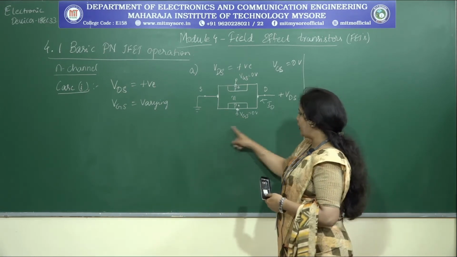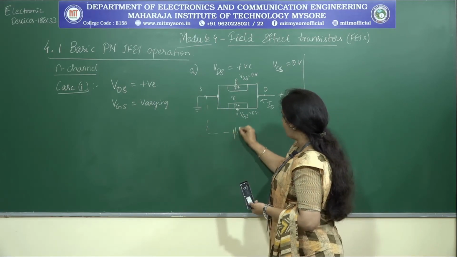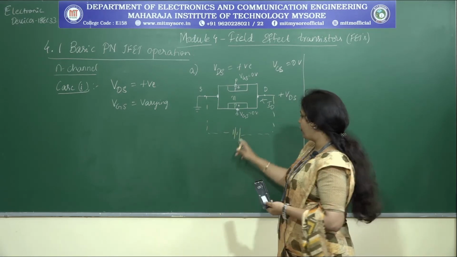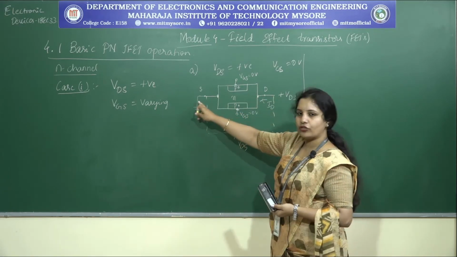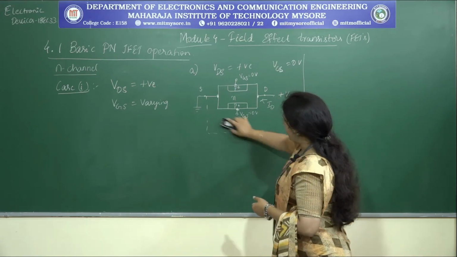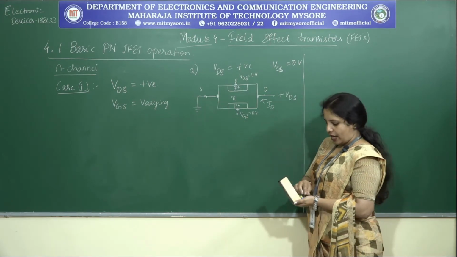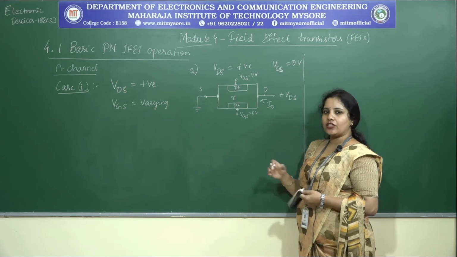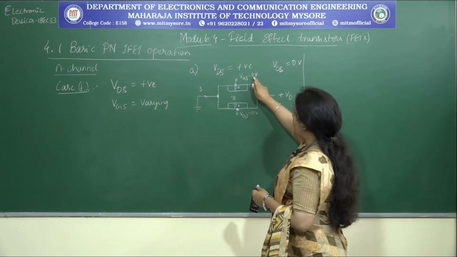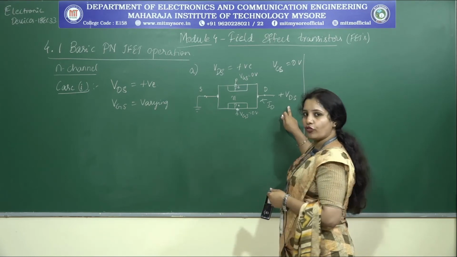So instead of connecting a battery like this and mentioning it as VDS, wherein the drain is at a higher potential compared to that of source, in order to avoid drawing lengthy diagrams, I have just represented it simply as plus VDS. And the same goes with the VGS as well when I'm trying to provide certain potential.